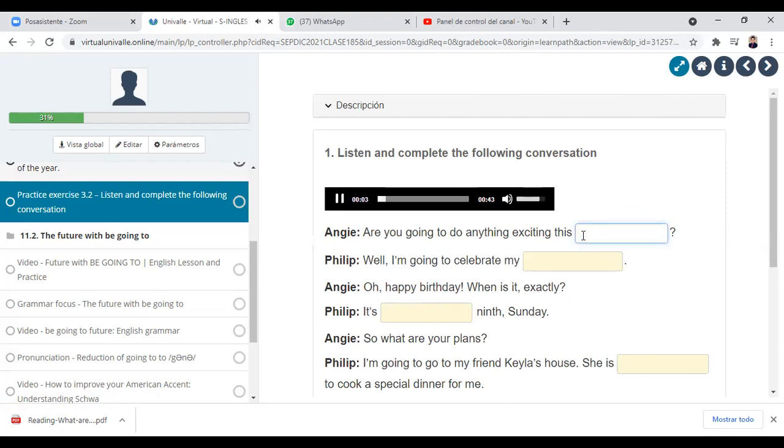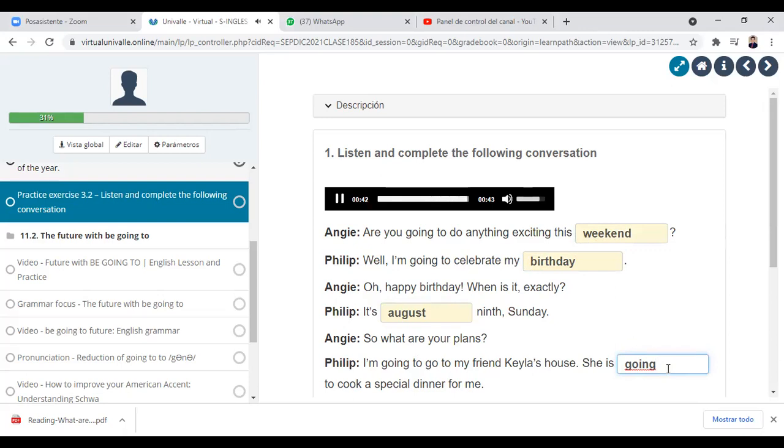Exercise 2. Listen and complete the following conversation. Listen and practice. Are you gonna do anything exciting this weekend? Well, I'm gonna celebrate my birthday. Oh, happy birthday! When is it exactly? It's August 9th, Sunday. So, what are your plans? I'm gonna go to my friend Kayla's house. She's gonna cook a special dinner for me. Nice. Is she gonna bake cake too? Bake cake? Oh, I'm not sure.